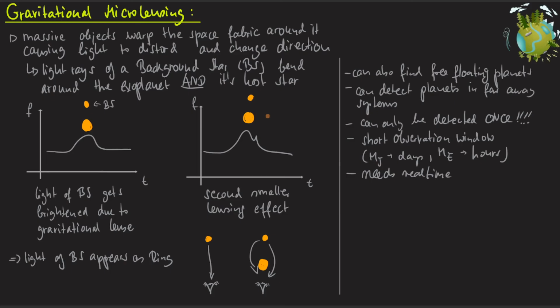There's also an ideal distance the planet has towards the host star. If the planet is too close to the host star, it's just going to be blended into the big bump from this host star.